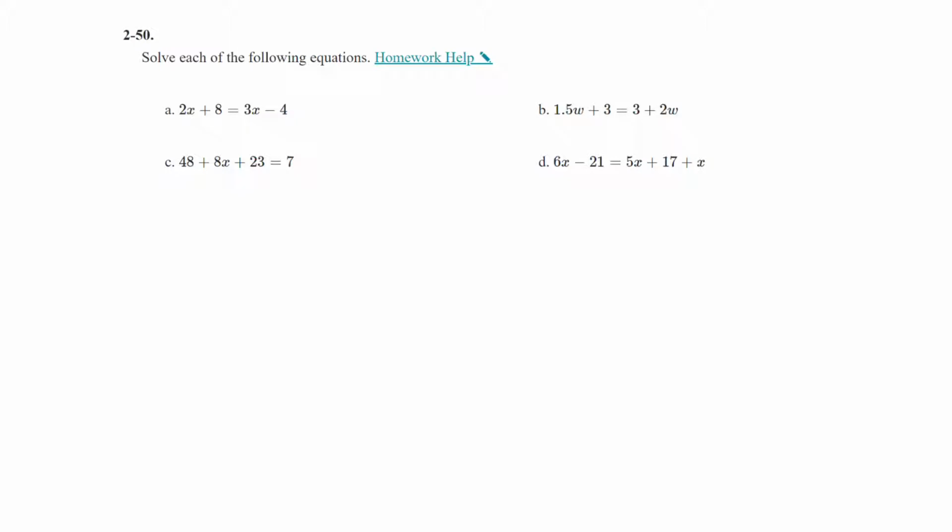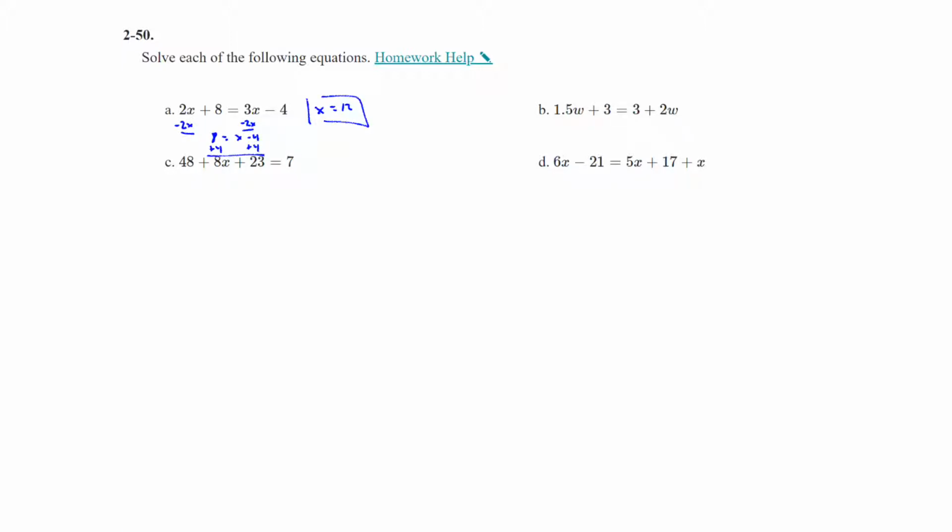Question 50: solve each of the following equations. On the first one, we can subtract 2x from both sides. That will leave us with 8 equals x minus 4. Then we can add 4 to both sides, and x is equal to 12.